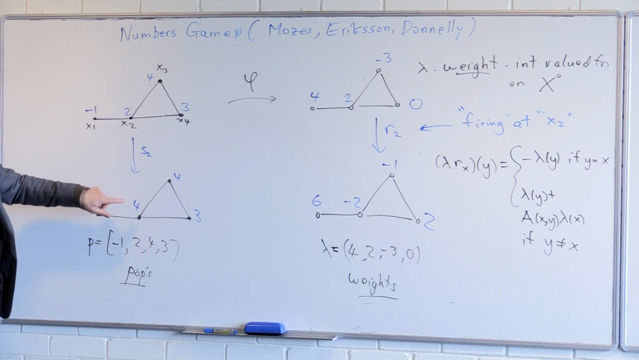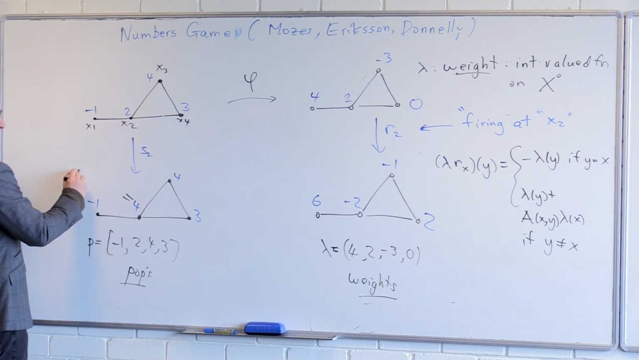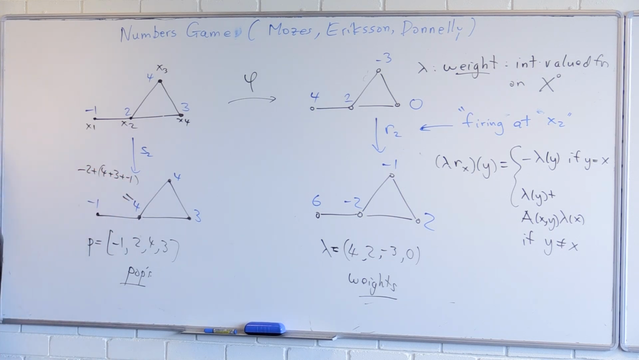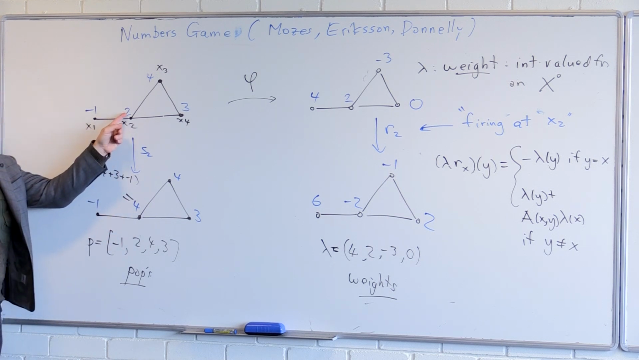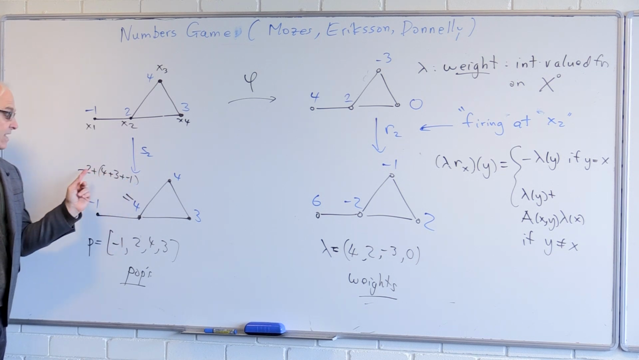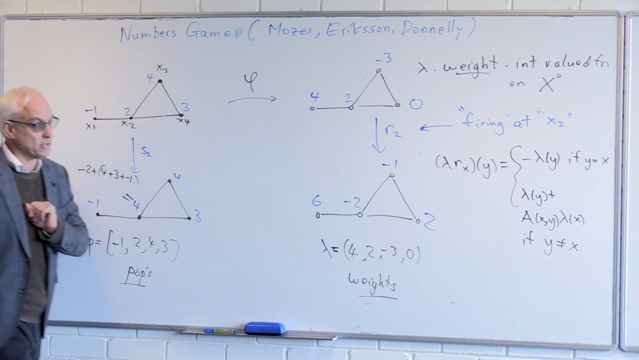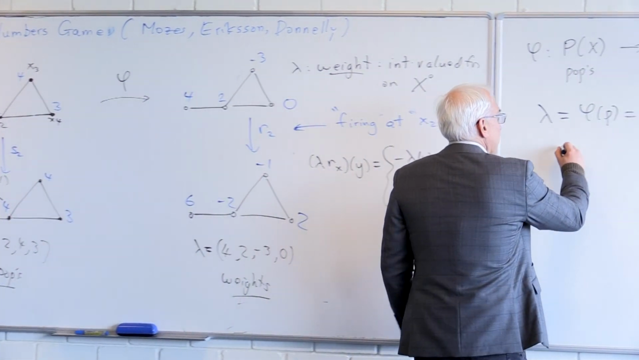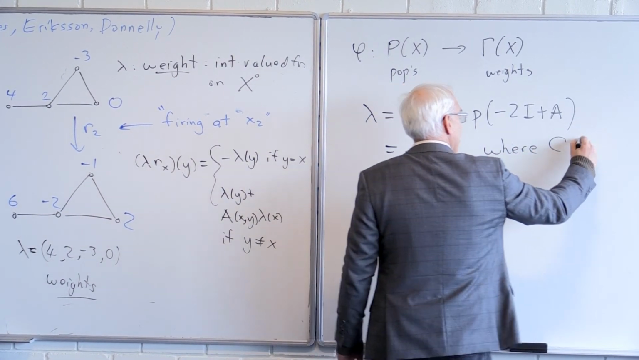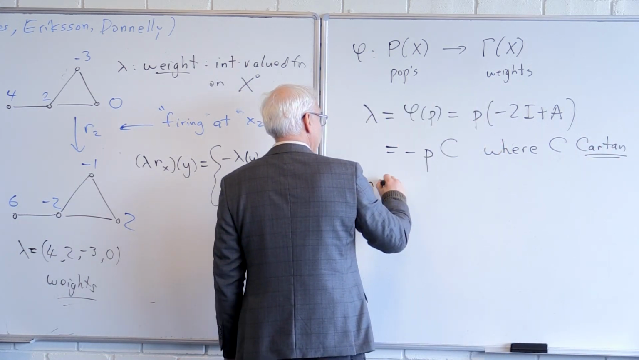Then we take the difference between this thing and the original. But this thing here was itself -2 plus 4 plus 3 plus -1. That's how we got the 4. So we want to take the difference between this and this. What it really amounts to is taking the sum of the neighbor populations and subtracting twice the original population. The difference between this thing and this. That's why there's a 2 here. And so that's just minus P times C, where C is the Cartan matrix representing the bilinear form. Cartan matrix.